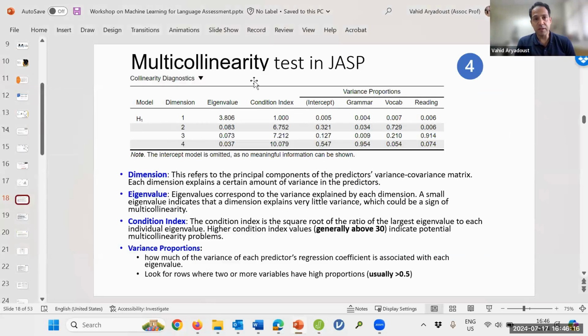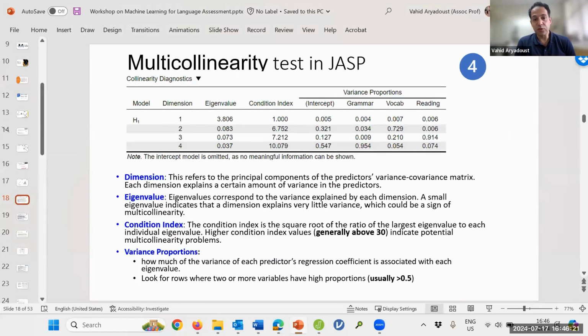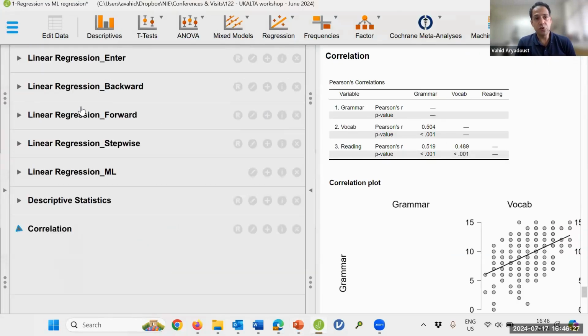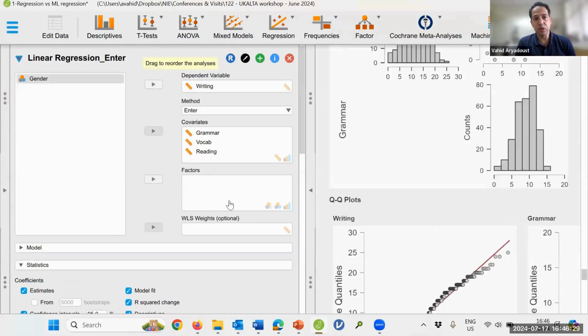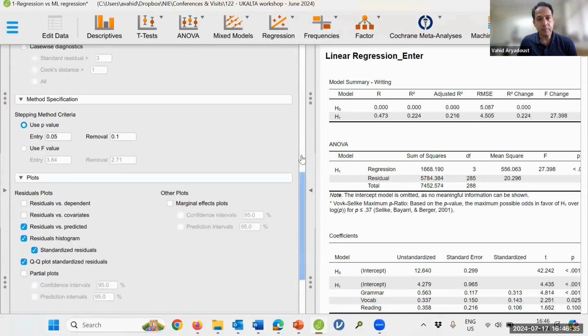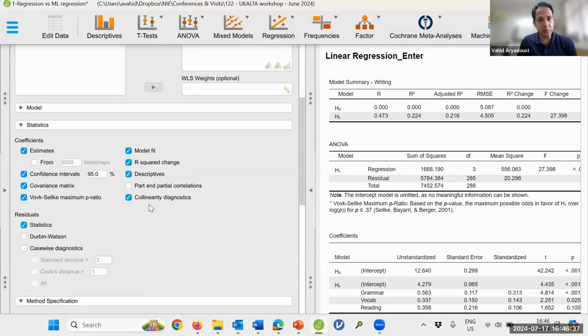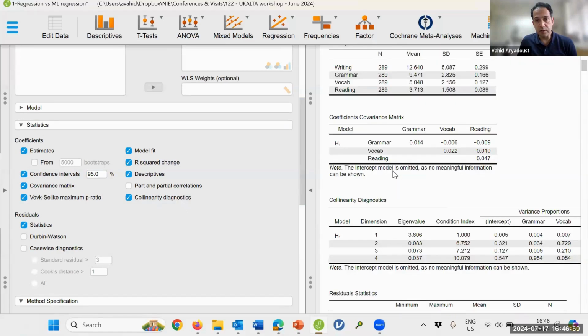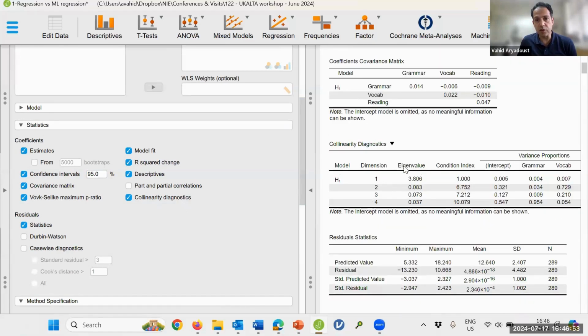Well, basically, the multicollinearity test is also run in a different way in Jamovi, in JASP. In fact, there are two other ways that JASP uses to run the multicollinearity test. And what are these ways? The first way is here under statistics, everyone. If you click collinearity diagnostics, and if you scroll down, you'll get this collinearity diagnostics table.